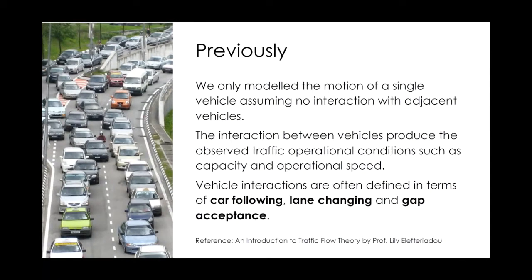And usually, when it comes to modeling vehicle interactions, we model three different types of interactions. The first one is called car following. The second one is called lane changing, and the third one is called gap acceptance, which is related to lane changing.